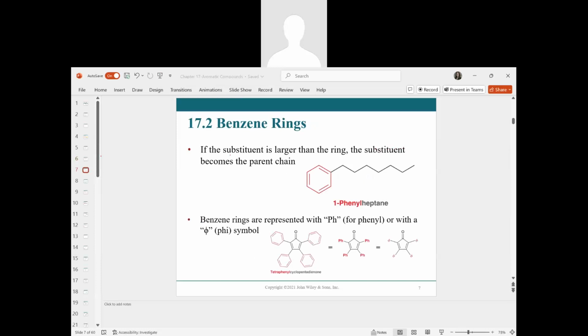Now if the substituent is larger than the benzene ring, then that would become our parent chain because it's larger than 6 carbons. So we would have phenyl as our substituent for the benzene ring. This will be called 1-phenylheptane. At times you also see benzene rings represented as Ph, which is short for phenyl, or with a Phe symbol like this. So you can see various representations of these benzene rings depending on what compound you're looking at and how many substituents are being represented.